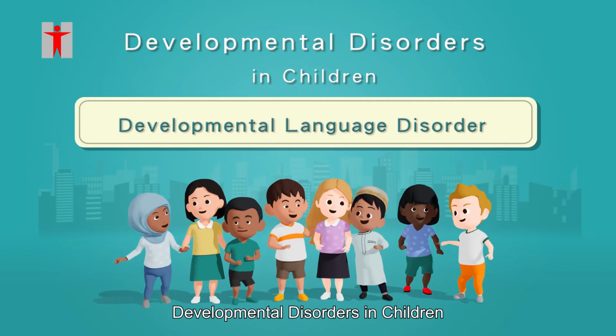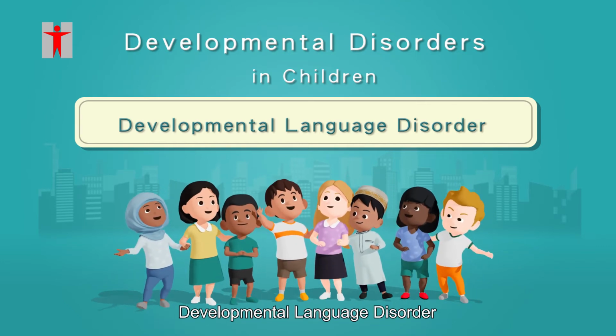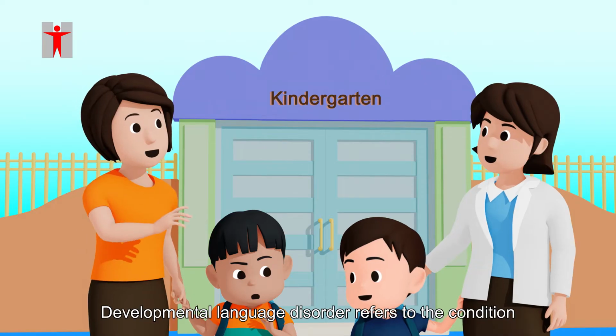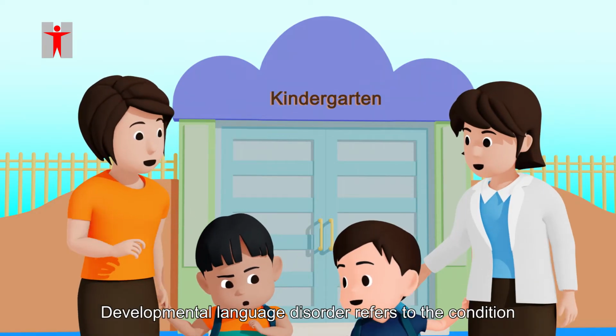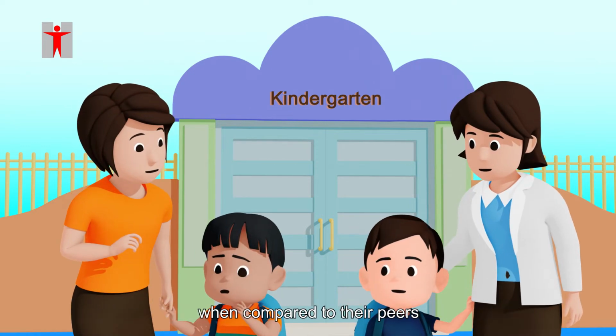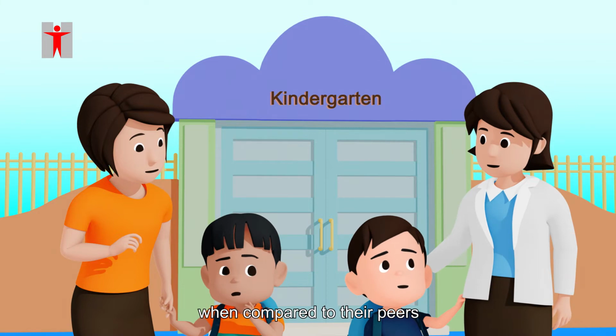Developmental disorders in children. Developmental language disorder. What is developmental language disorder, or DLD? Developmental language disorder refers to the condition where children fail to show typical language development when compared to their peers.